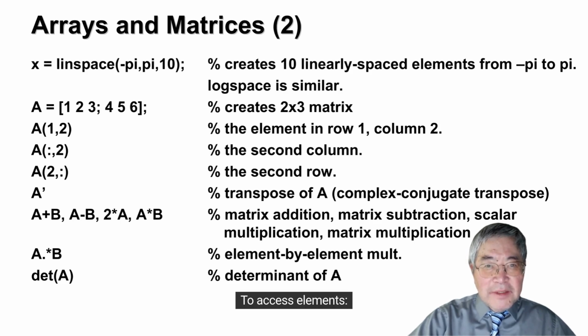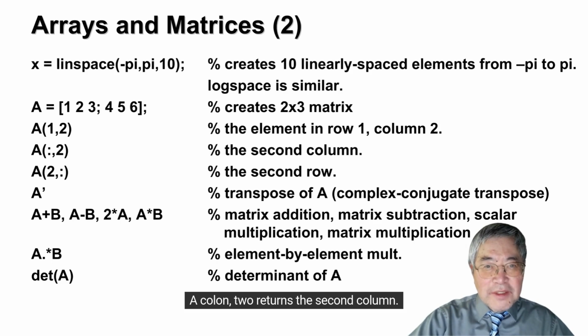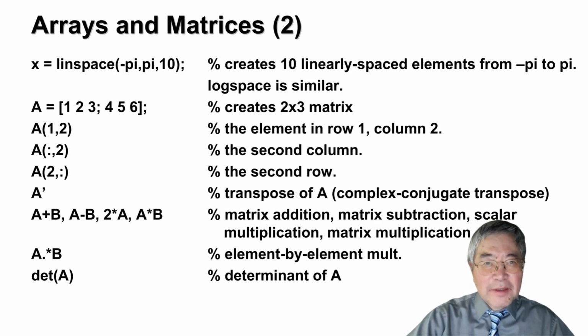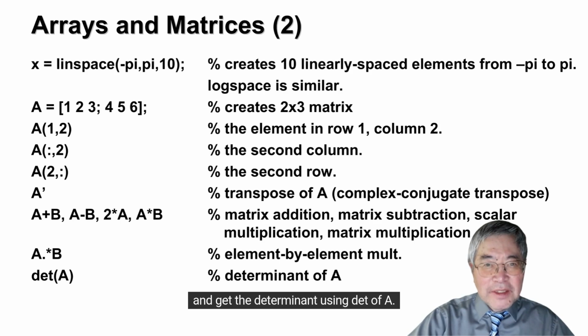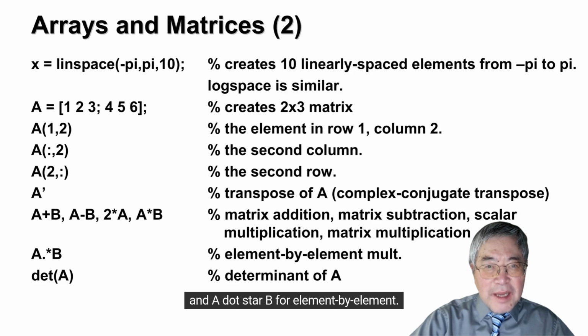To access elements, A(1,2) gives the value in the first row, second column. A(:,2) returns the second column. A(2,:) gives the second row. Transpose with a prime and get the determinant using det(A). You can add, subtract, or scale matrices like A + B or 2*A. Use A*B for matrix multiplication and A.*B for element by element.